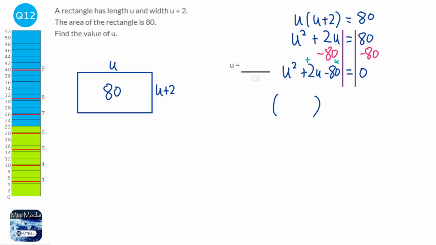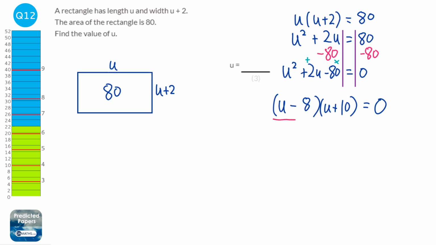So I'm going to put my brackets out. So we're going to have u at the start of the brackets, and let's have a think. So it's going to be 8 and 10, and one of them will be positive, one of them will be negative. Well, to add them together to make 2, the 10 will have to be positive, and then the 8 would have to be negative. And then minus 8 times 10 is minus 80.